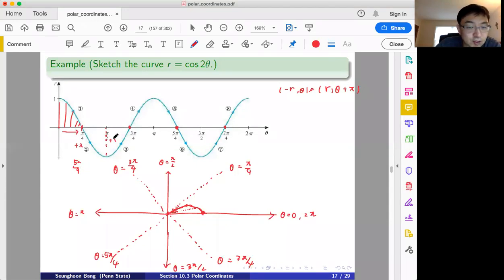Pi over 2 plus pi is 3 pi over 2. So this part goes into this domain, between 5 pi over 4 and 3 pi over 2. Going back to the next one, this is going to exactly 2. You can draw here: the angle is increasing, the length is increasing. So like this.